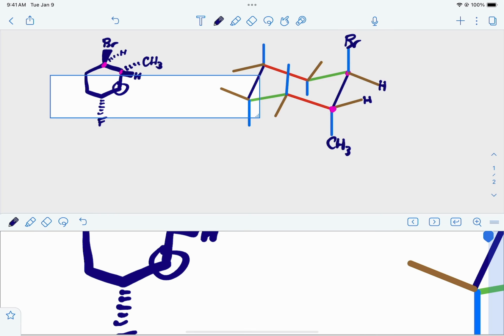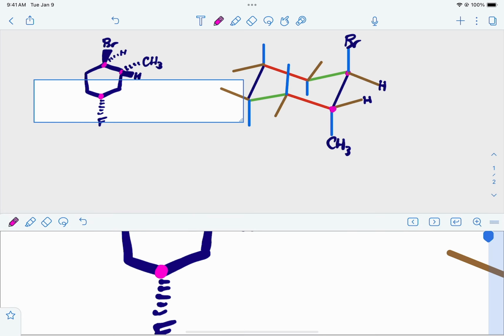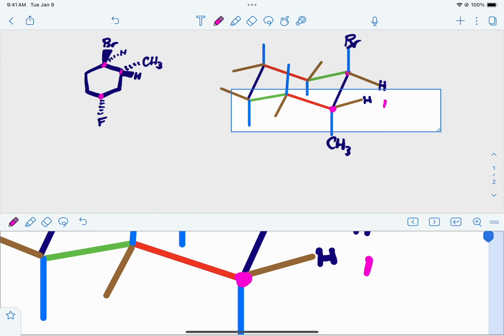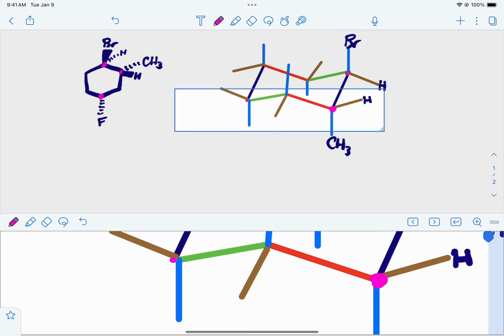We've got a carbon with just hydrogens, so we're going to skip one. And then we've got our fourth carbon with a fluorine. So again, going clockwise around the ring, we're going to keep going this direction. We're going to skip a carbon. And so this is going to be our carbon bearing our fluorine.